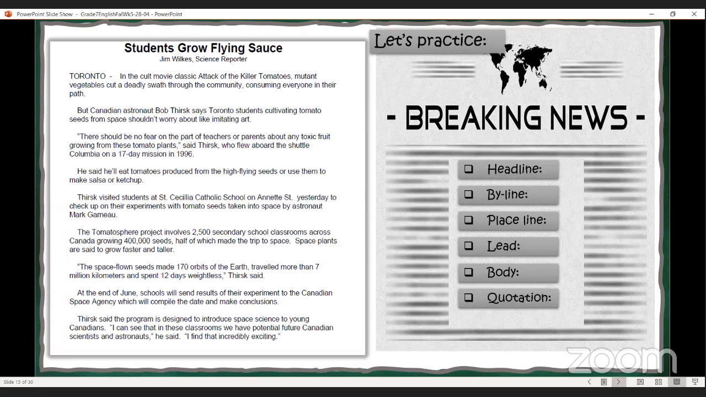Quotation. Who can find the most interesting quotation in there that would really add accuracy to this article? And you can just give me the first few words. You don't need to write the whole thing out. Okay, so let's see. There should be no fear on the part of the teachers. Very good.